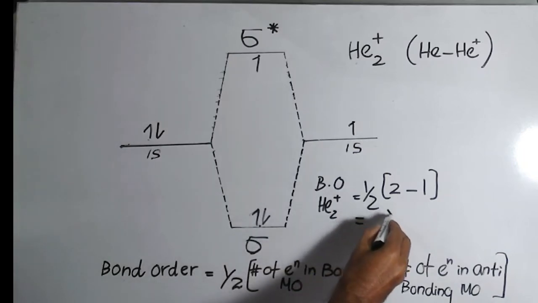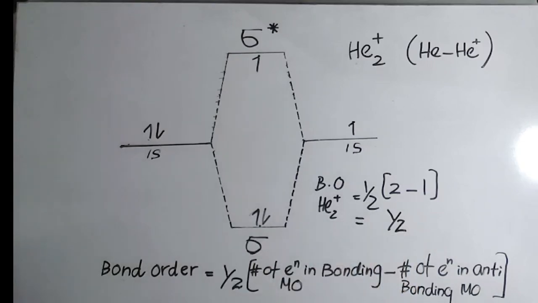This is called half as the bond order. Then we can say there is some stability for this ion. When the bond order is half, meaning a low value, it means the bond is weaker, but it can exist.